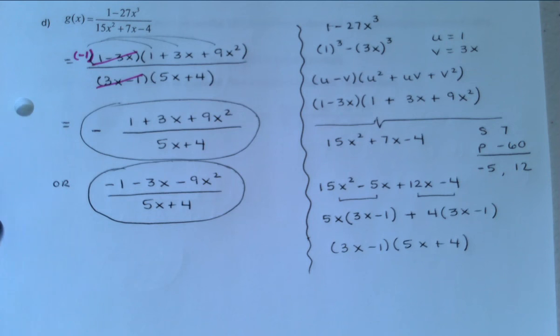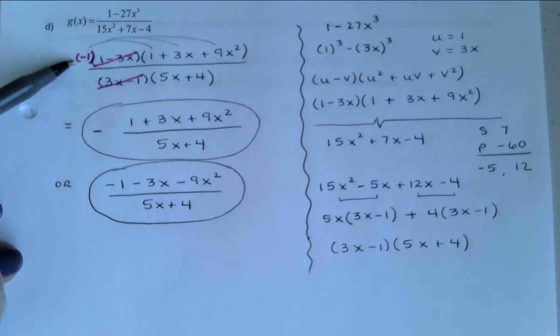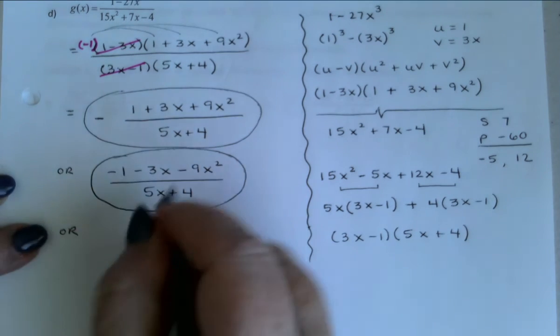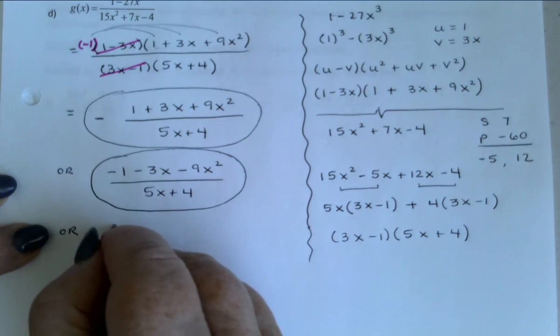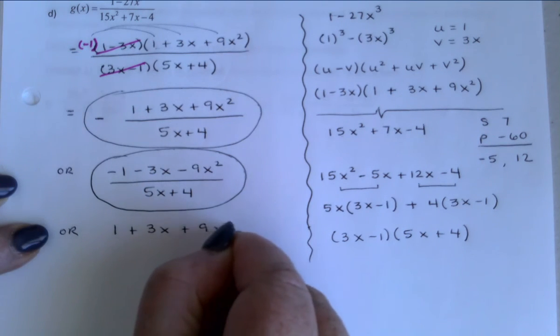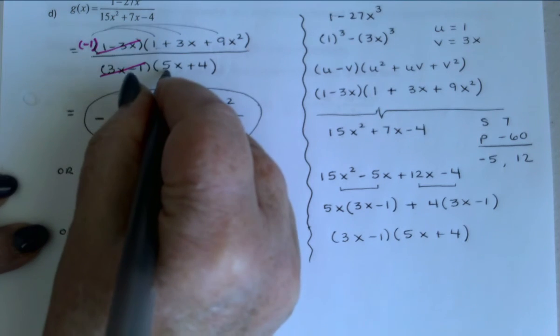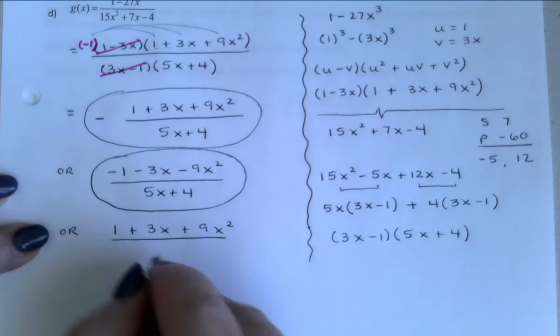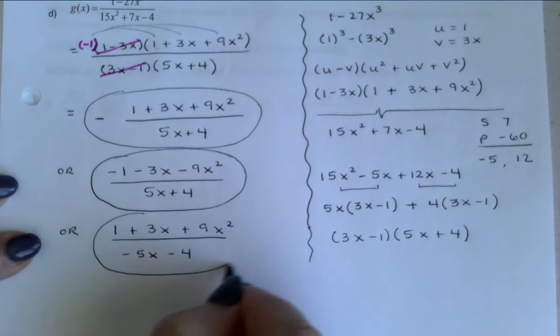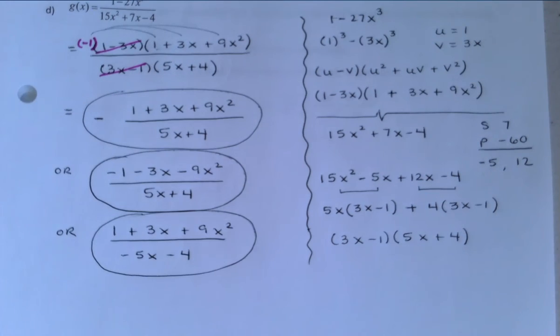Technically speaking, it does not matter whether I put the negative 1 on the top or on the bottom. So another option would have been to distribute it through the bottom instead. You rarely see people do that, but I just want to show you all the possibilities here. So this time the numerator would have stayed the way it was. And I would have ended up with a negative 5x and a negative 4. All three of those answers mean exactly the same thing.